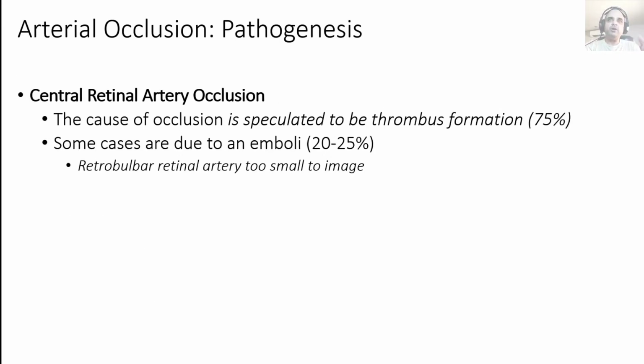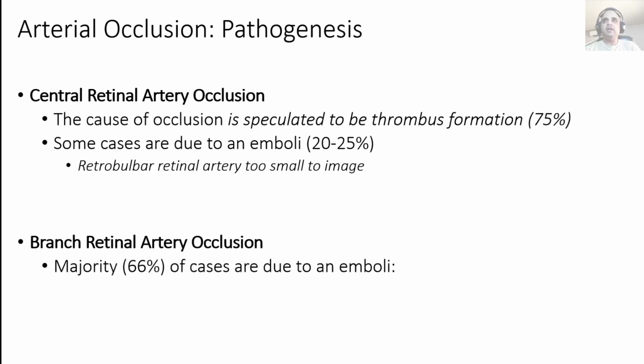So how do all these risk factors actually cause an arterial occlusion? For central retinal artery occlusion, the exact cause is speculated to be a thrombus formation in about 75% of the cases. Some of the cases are because of the presence of an emboli. The reason we don't really know, or it's a speculation, is because the retrobulbar part of the central retinal artery is too narrow or too small to be imaged appropriately to get an idea as to what is causing the occlusion. In branch retinal artery occlusion, the majority of the causes are because of an emboli.